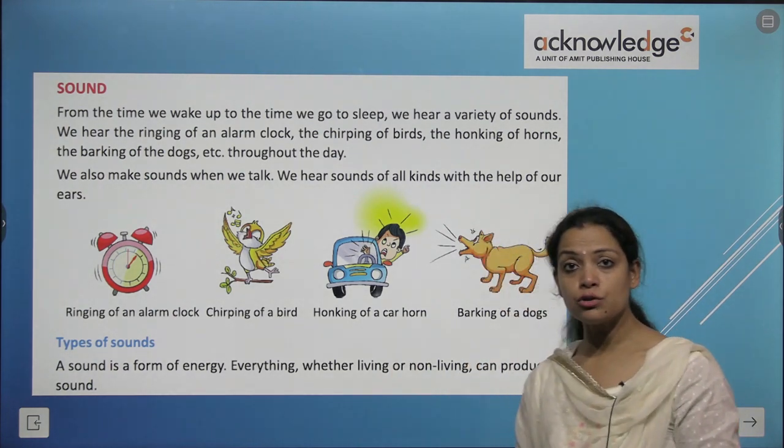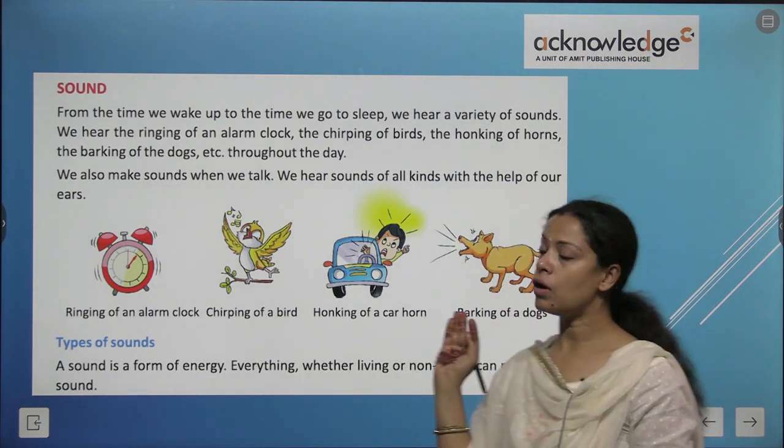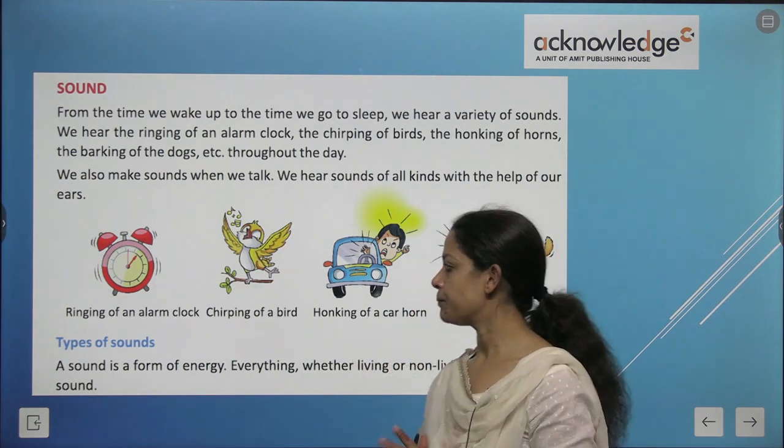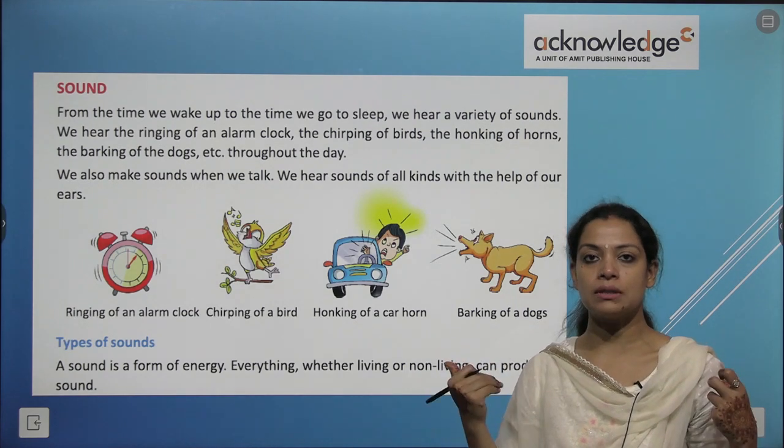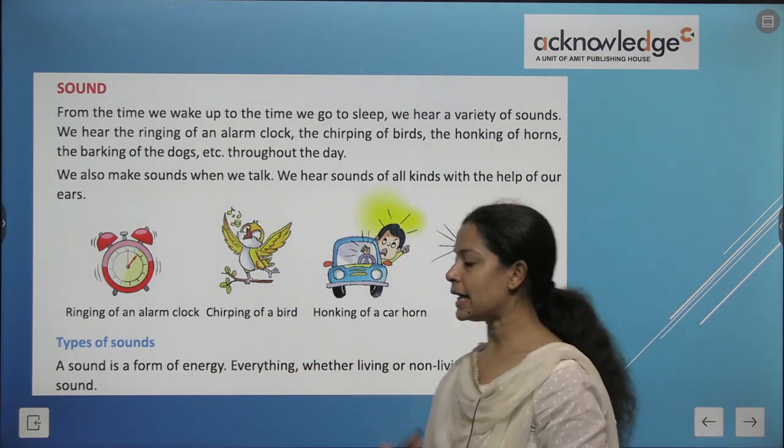We also make sounds when we talk. We hear sounds of all kinds with the help of our ears. So these are the things. इन चीजों से आवाज create होती है और हम सुनते कैसे हैं? With our ears. The types of sound.